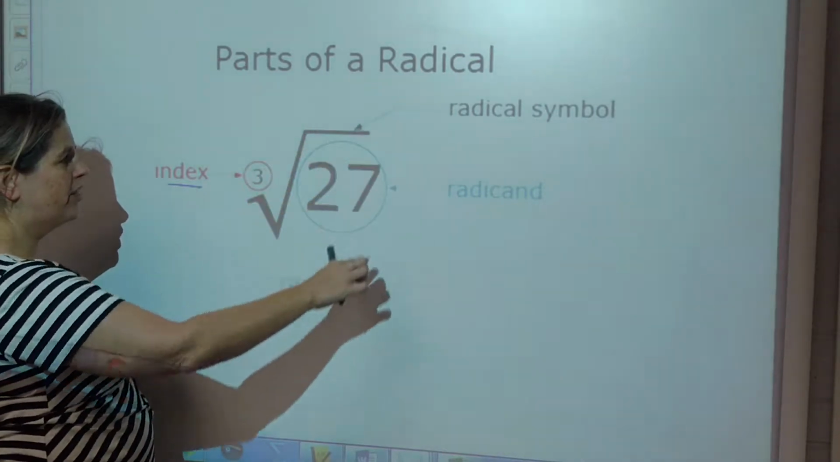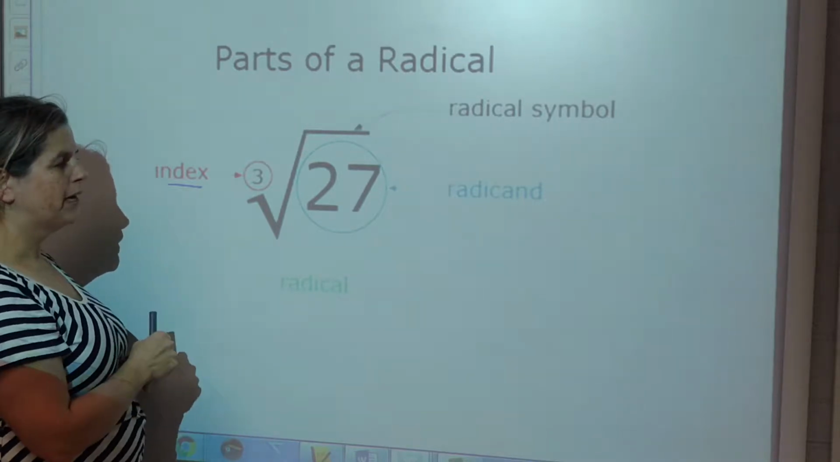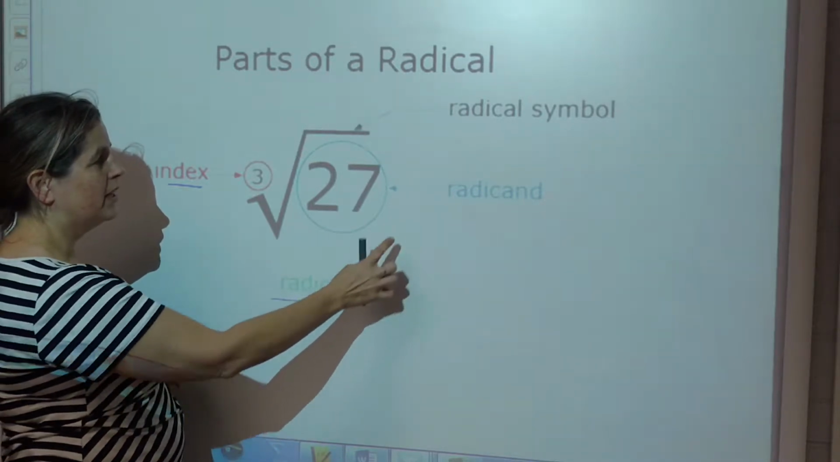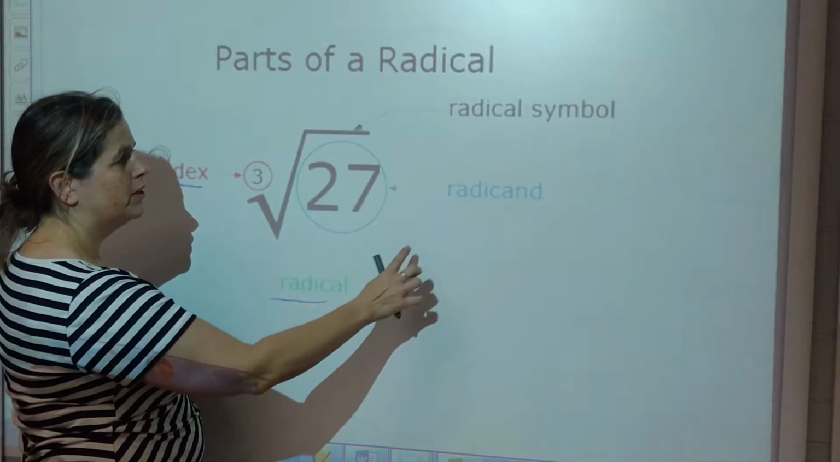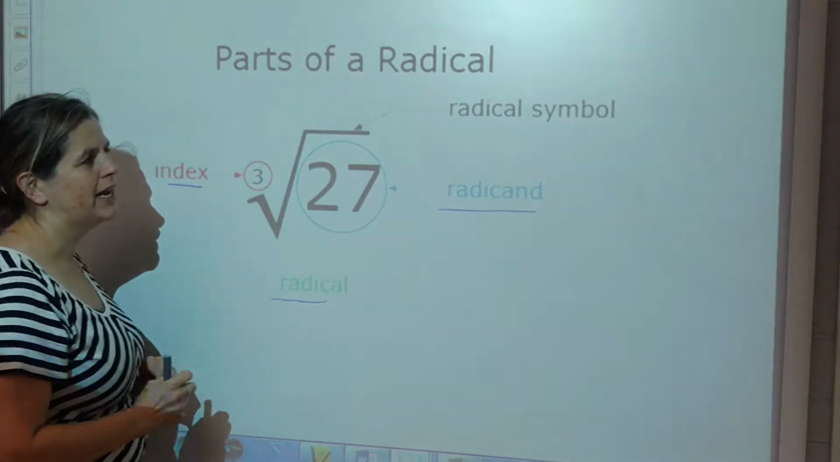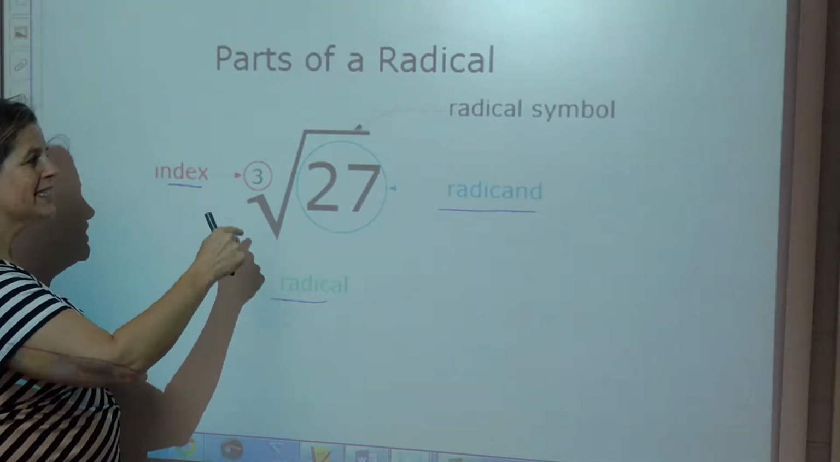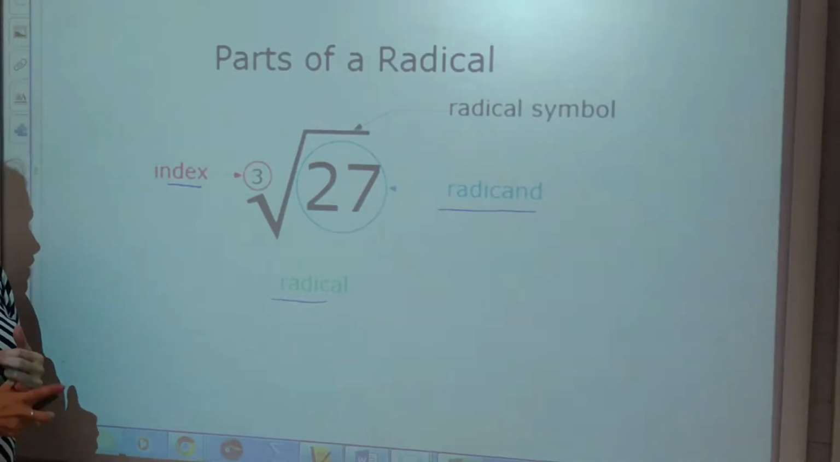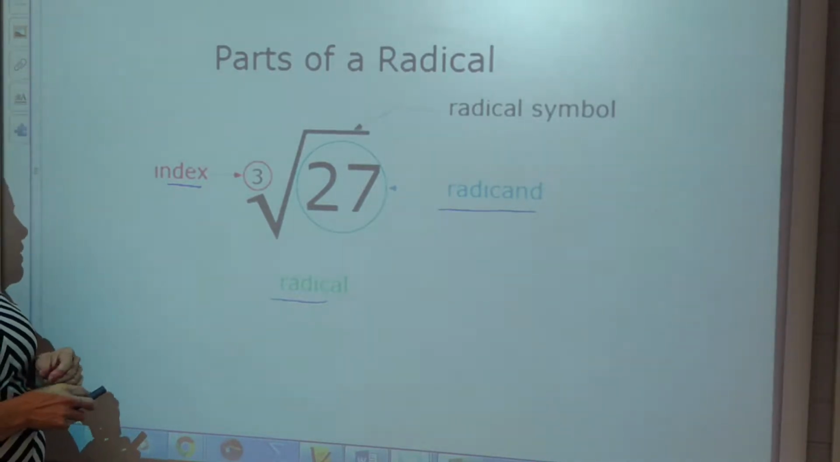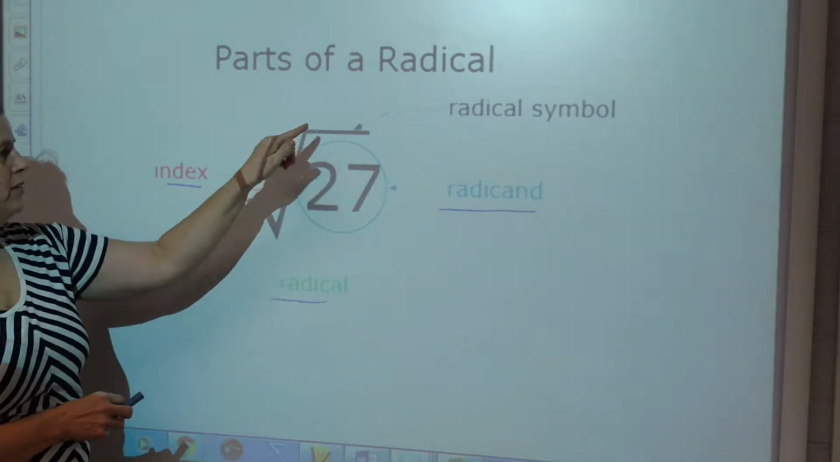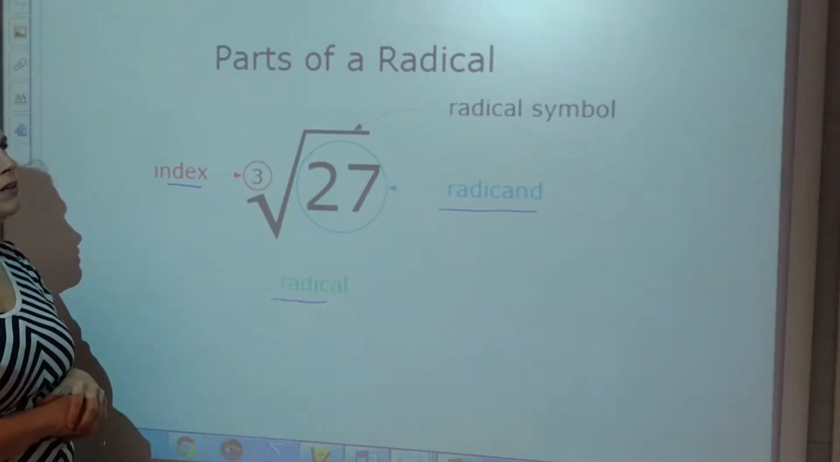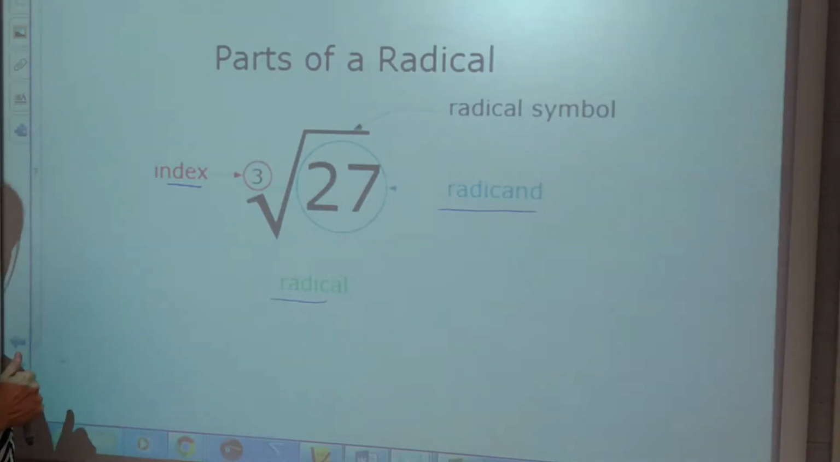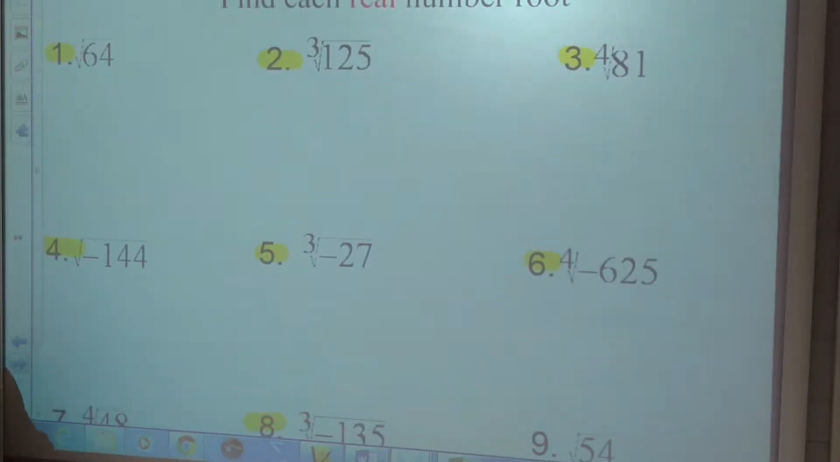The entire thing is referred to as a radical. The inside number is called the radicand. And the symbol itself is actually called a radical symbol, not a square root. All right? So when you see that sort of check mark symbol, that's a radical symbol. All right, so let's look at some problems.